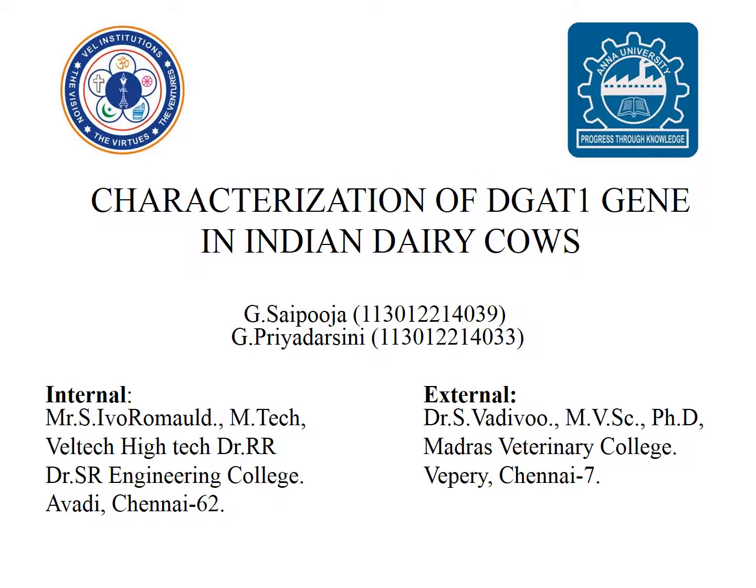Characterization of dgat1 gene in Indian dairy cows. Project run by G. Priyadarshini and G. Sai Puja.